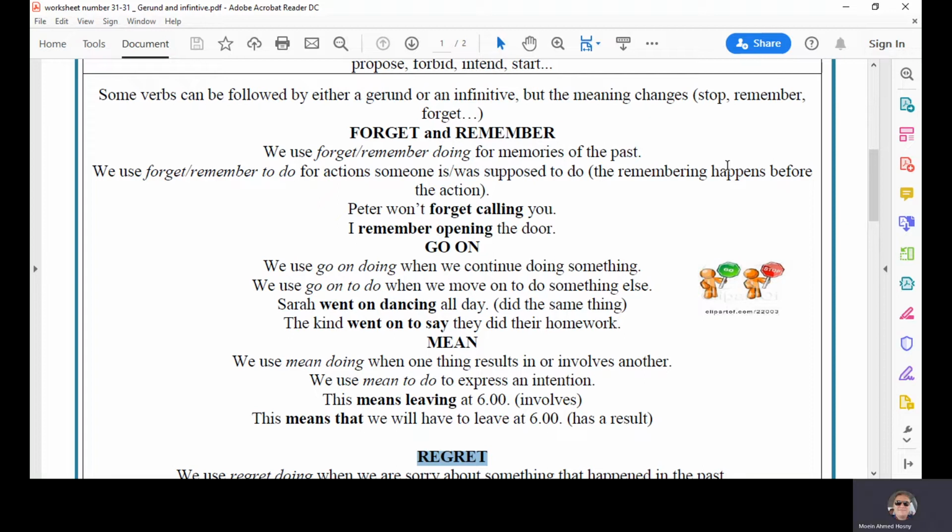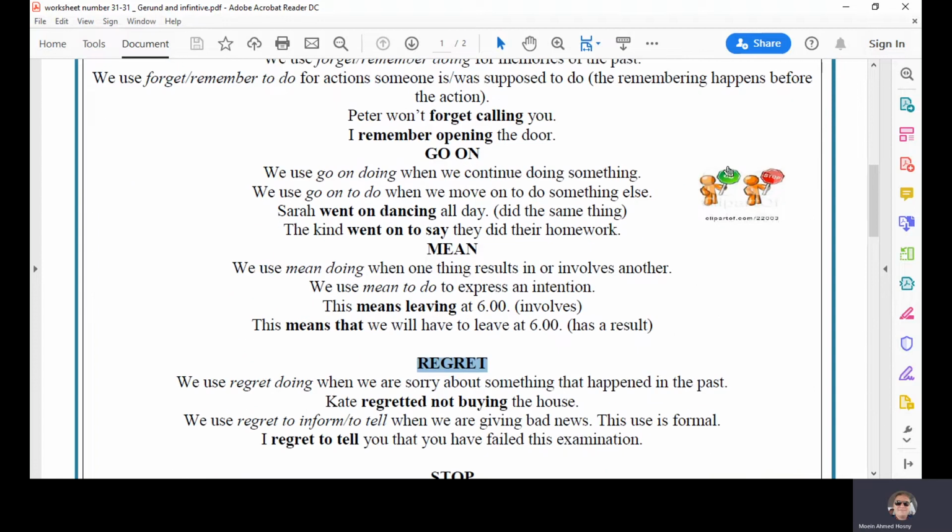But I regret to tell you means I'm sorry that I will tell you this bad news. So I regret telling means I did it and I regret that. I regret to tell means I'm sorry that I will do that. We use regret doing when we are sorry about something that happened in the past.